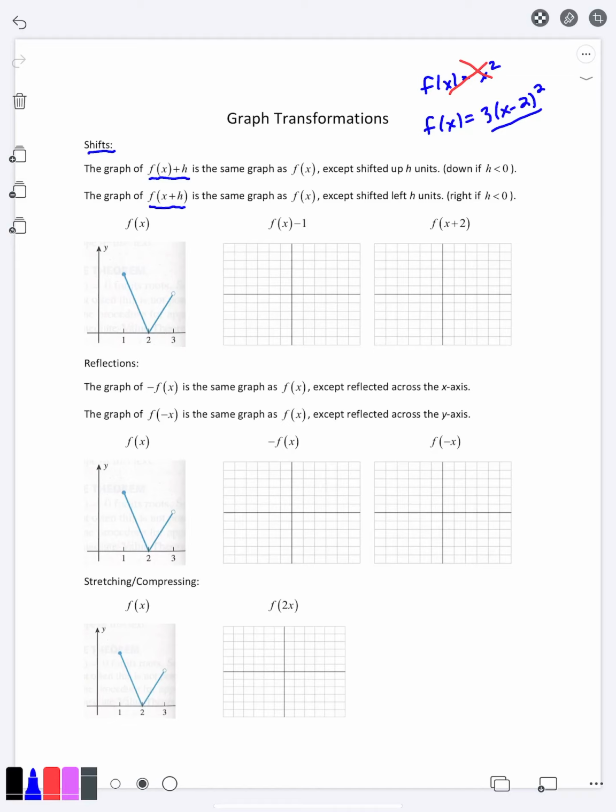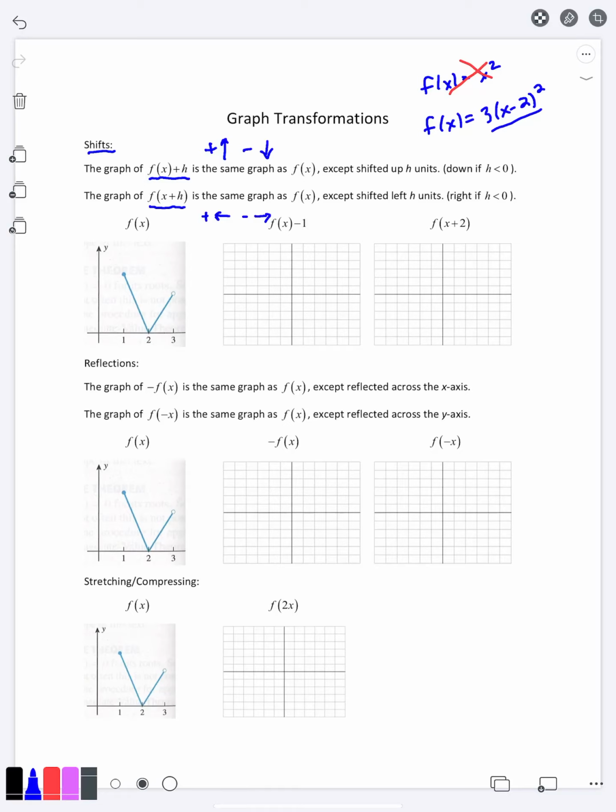I will say there is one little thing here that's easy to mess up. When you're doing up and down shifts, positive shifts the graph up, and negative shifts the graph down, just like you would expect. However, when you are doing the left-right shifts, it's a little bit different in that if you have a positive number, that's going to be a shift left, whereas a negative is a shift right. So it's a little bit opposite of what you'd expect. It's definitely one thing to keep in mind when you're doing these problems.